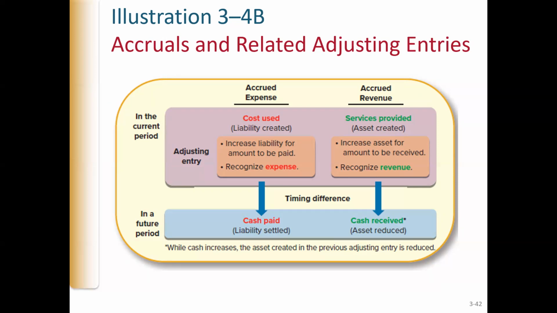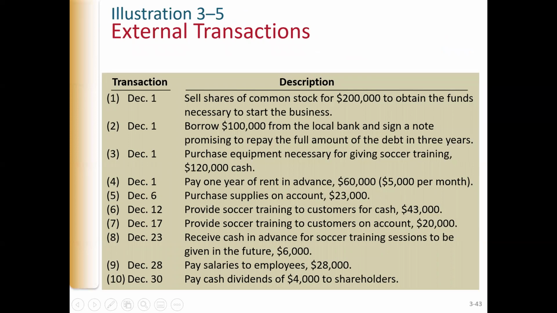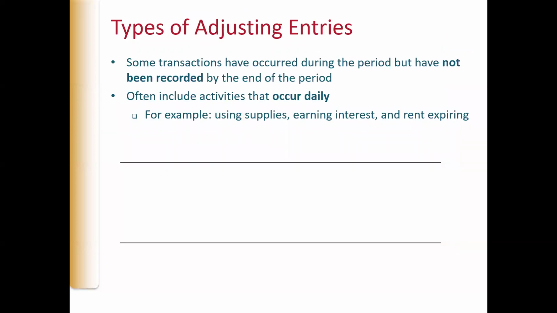Another accrued type of journal entry is accrued revenues. We have provided the service, but we haven't sent the bill out yet. So in that case, we would show a debit to accounts receivable, an asset, and credit our service revenues. But then when we get the cash, we'll reduce our accounts receivable and increase our cash. So we're going to go through these four examples, okay? Some transactions have occurred during the period, but have not been recorded by the end of the period.